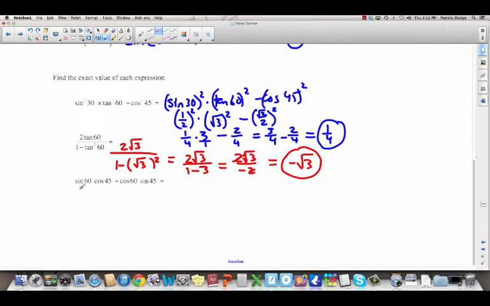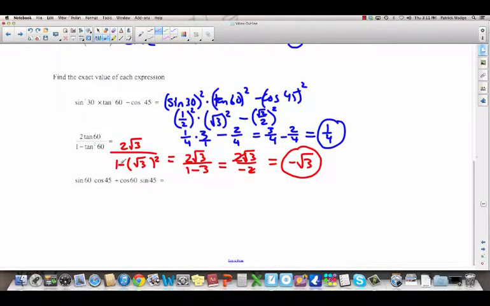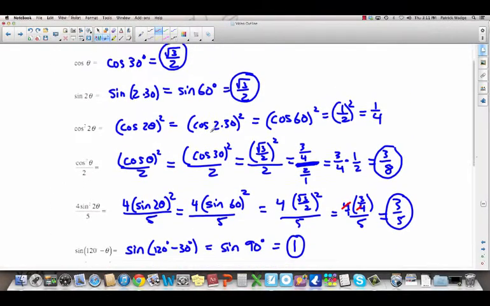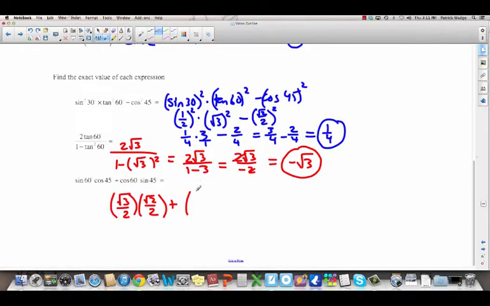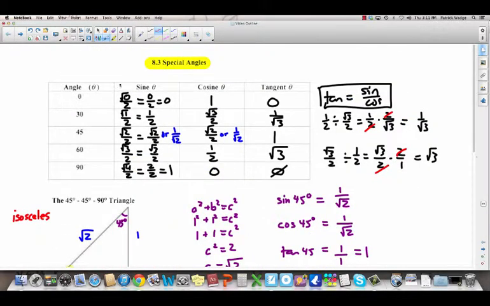Sine 60. We must have done that sometime along the way, but I'll look it up again. Sine 60 is root 3 over 2. I'm going to multiply that by cosine of 45. Cosine 45 you have right here. It's root 2 over 2. You can look in the table if you're not clear about that. Plus cos 60, I know we've done it somewhere. Cos 60 is right here. You get 1/2. So cos 60 is 1/2. And sine 45, have we done sine 45 somewhere along? Oh well, I'll go back and find it. Sine 45 is root 2 over 2.